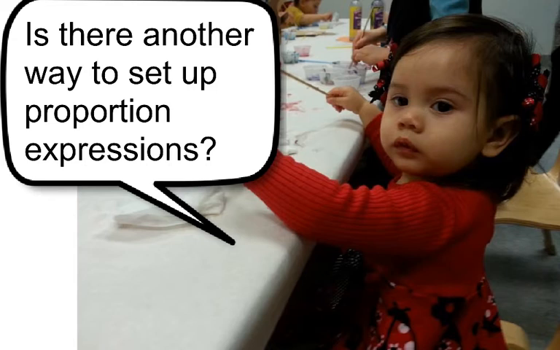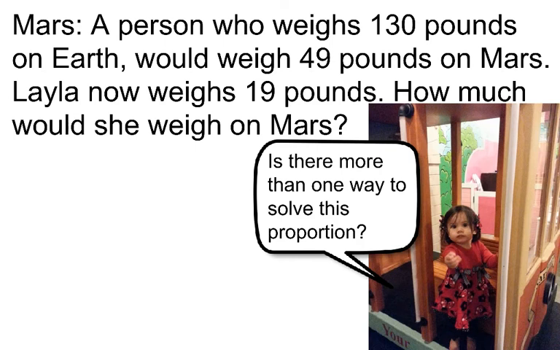Let's investigate. In the previous lesson, we talked about a person's weight on Earth versus their weight on the moon. Today we're going to take it a step further. We're going to think about what our weight could be on another planet. Well, the moon is not a planet, by the way, but on a different planet other than Earth. So let's look at Mars.